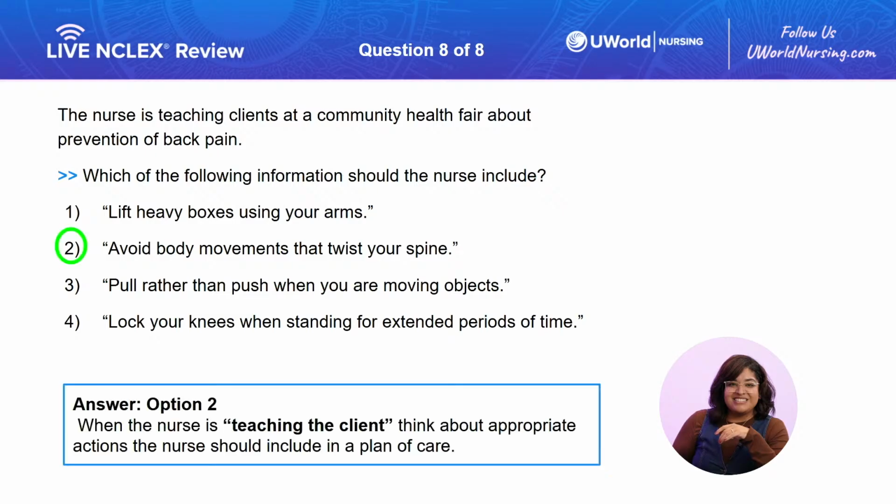All right, so the right answer is going to be option 2, avoid body movements that twist your spine. Twisting can actually worsen existing back injury, and it's not part of proper body mechanics. Option 1 is incorrect. We want to use our legs, not our arms, to lift. Option 3 is incorrect. We want to push rather than pull. And then option 4 is incorrect. We don't want to lock our knees for an extended period of time, so we want to keep a slight bend. All right, we flew through that, you guys.